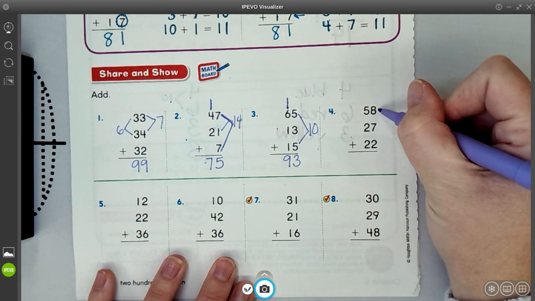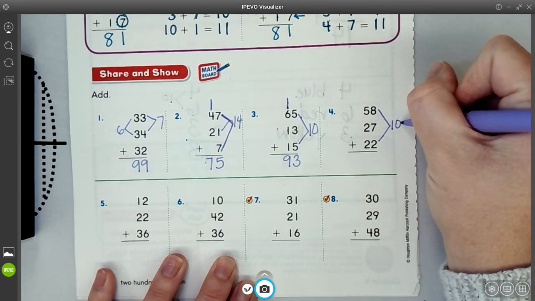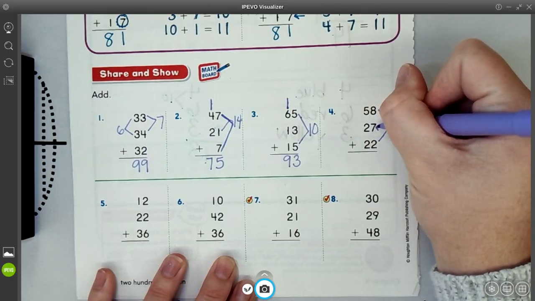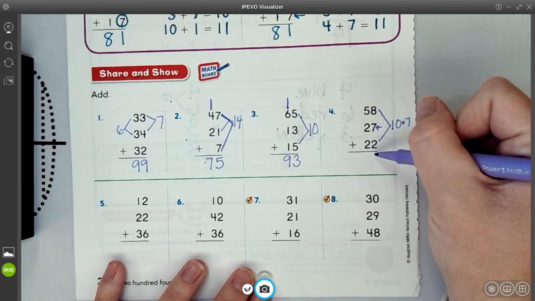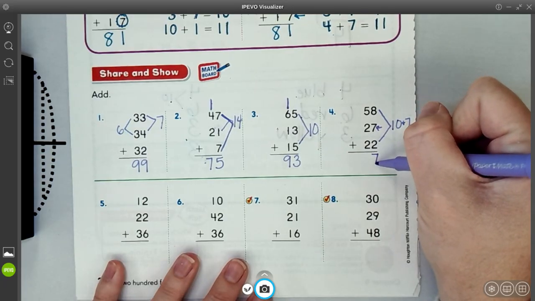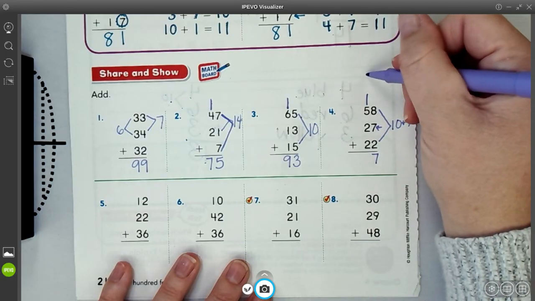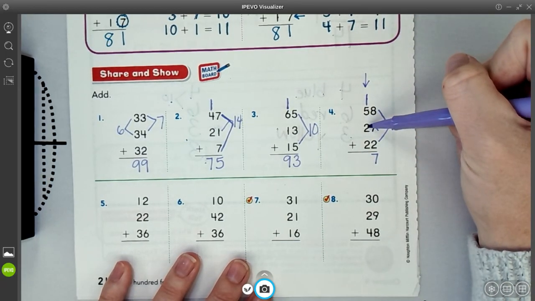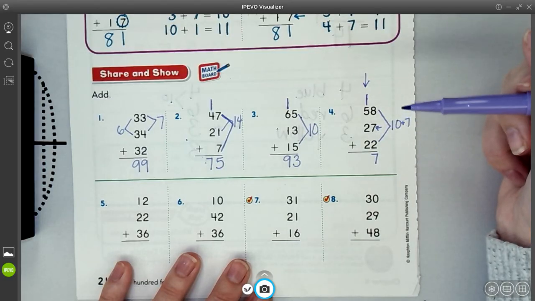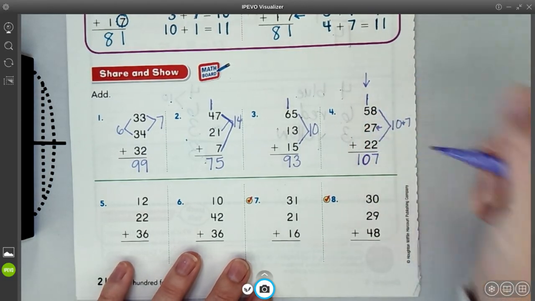I see another 10. 8 plus 2 equals 10, plus our 7 that's still here would be 17. I can't fit 17 ones in my ones column, so I have 7 ones, regroup by 10, and now I need to add my tens. 1 plus 5 equals 6, plus 2 equals 8, plus 2 equals 10, so I have 0 tens and 100, or I can just write my 10 in there.